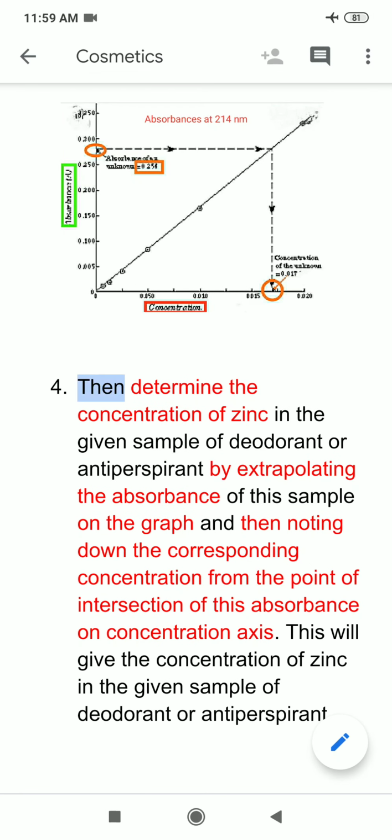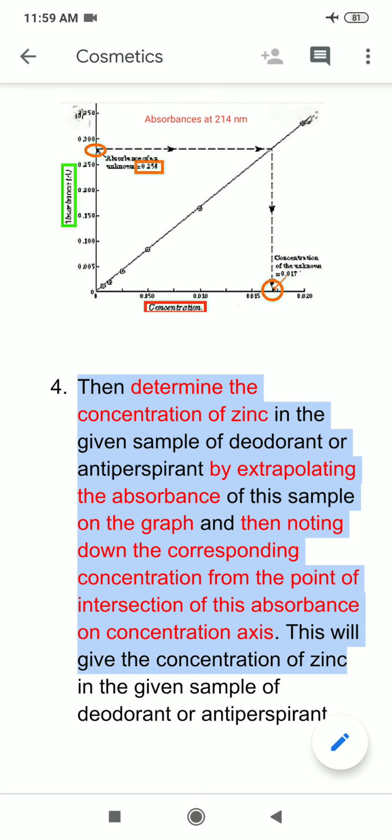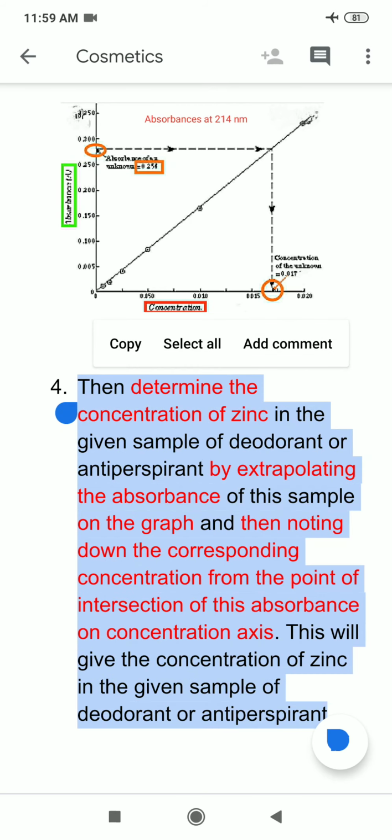And this is the text which I already made clear, so I am not going to read it. This is what I explained to you by using the picture. So this is all about the determination of the zinc content of deodorants and antiperspirants by using atomic absorption spectroscopy.